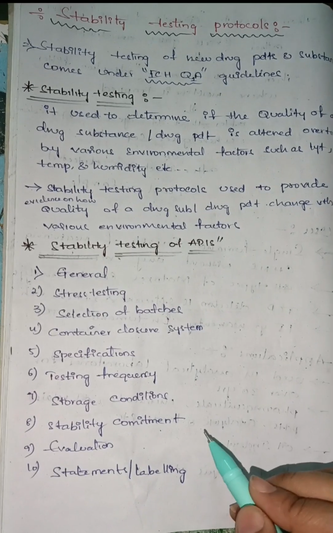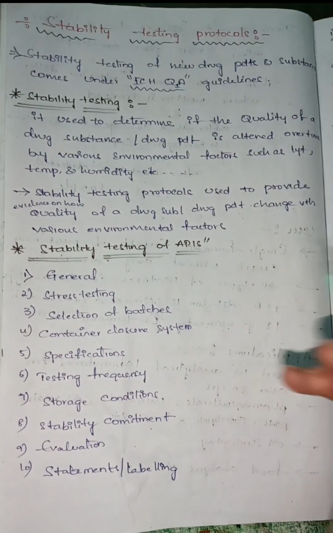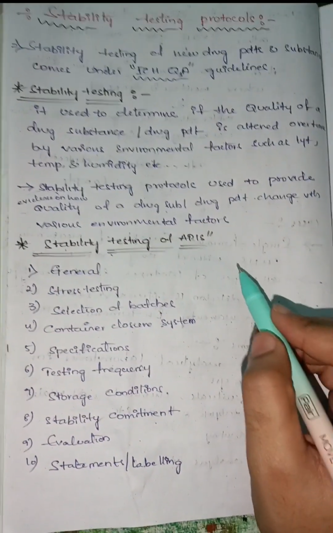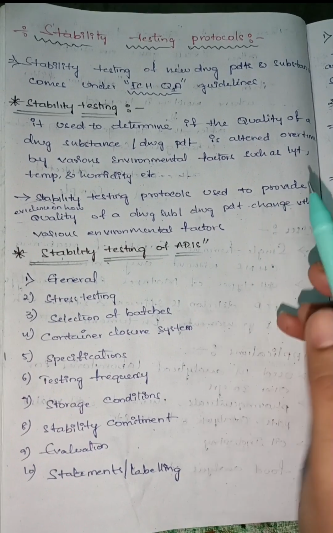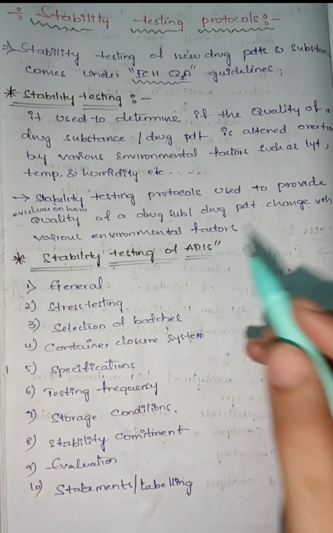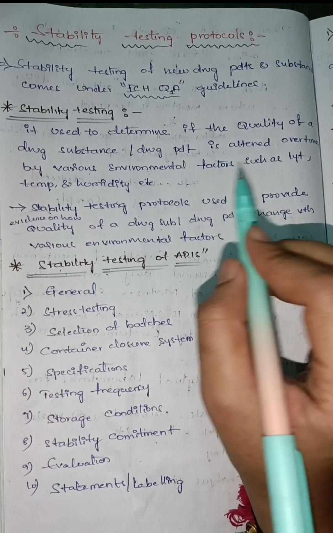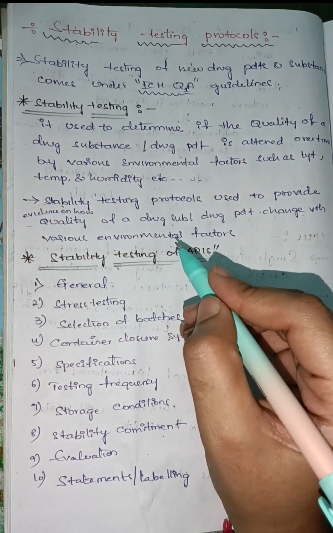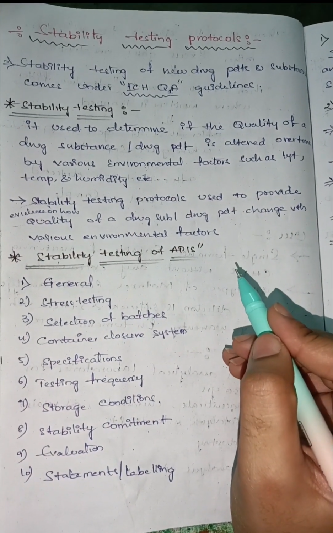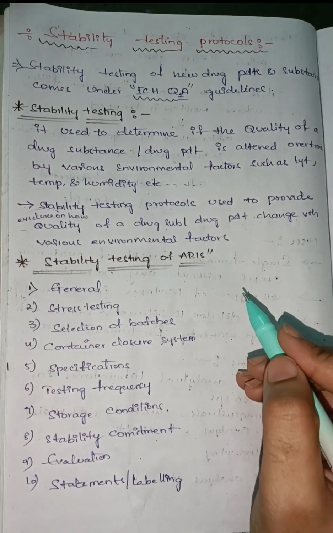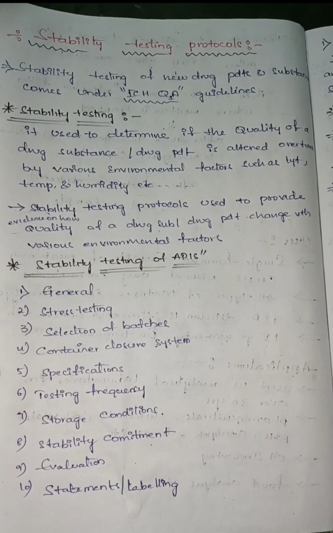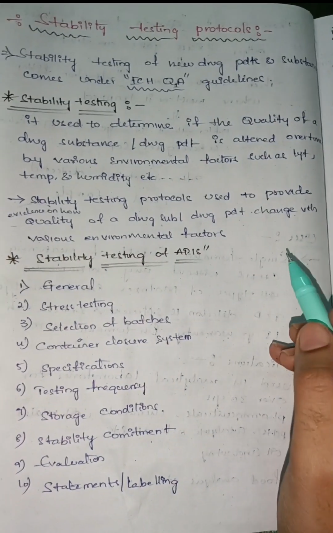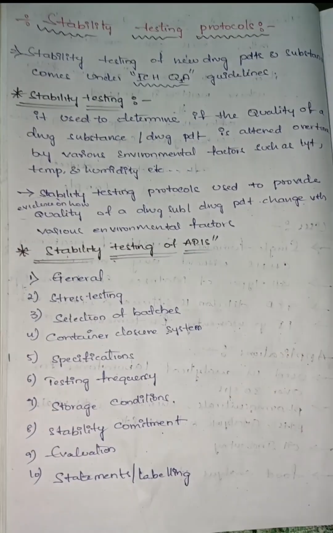These are the different stability testing protocols which mainly provide evidence of how the quality of drug substance or drug products changes with various environmental factors. For example, if there is a change in environmental factors such as temperature, humidity or light, for instance an increase in temperature, there is a chance of occurrence of degradation. If any product undergoes degradation, it may be due to changes in these factors. Due to these factors, there is a chance of enhanced degradation.